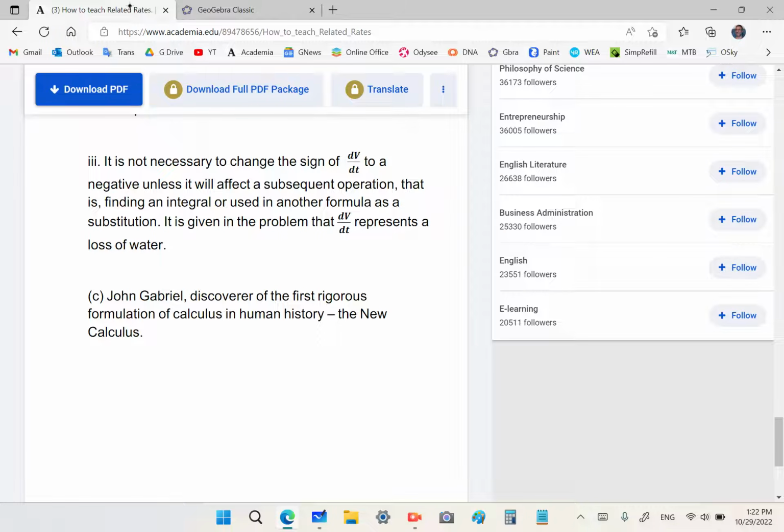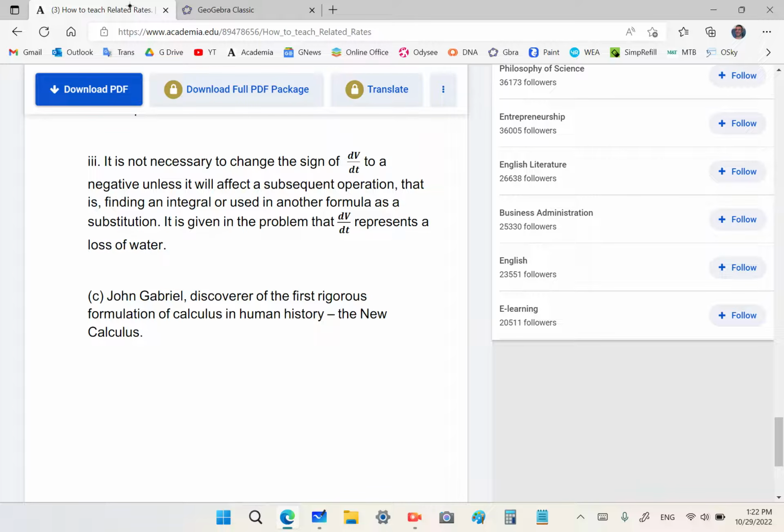And finally, it's not necessary to change the sign of dv dt to a negative unless it will affect a subsequent operation, that is finding an integral or using it in another formula. In this case, it doesn't, so you don't have to change it. It was given in the problem that dv dt represents a loss of water. In other words, it's leaking.